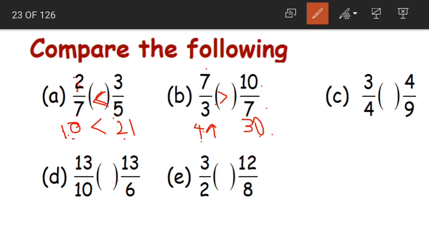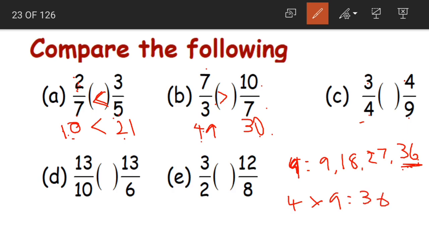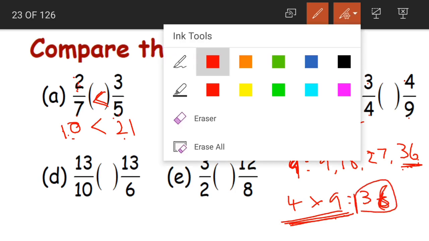Not only this cross multiplication, if you are comfortable with LCM, you can go with LCM as well. If we take 3 by 4 and 4 by 9, the multiples of 9 are 9 ones are 9, 9 twos are 18. Yes, 9 fours are 36. And if we observe, 36 here is also a multiple of 4. We have 4 9s are 36. Yes, 36 is a common multiple for both 4 and 9. And also it is the least one. 36 will be our LCM.